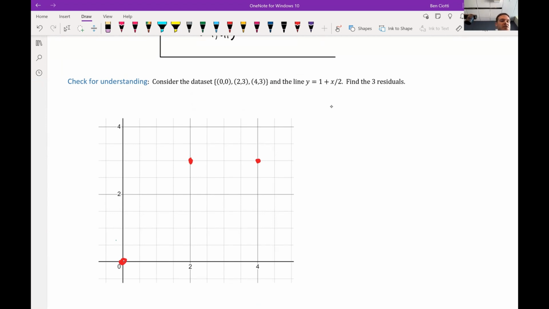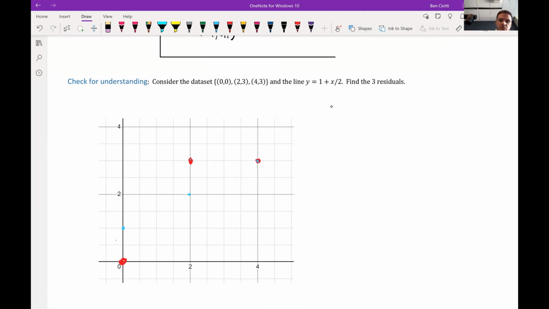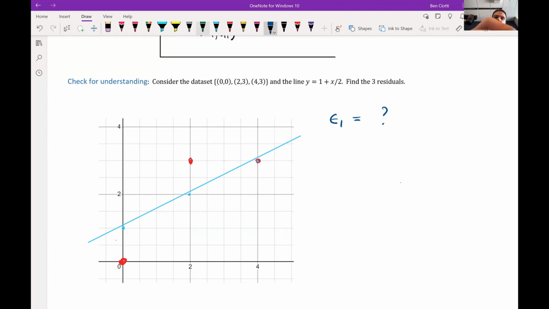Let's see. 1 plus x over 2 goes through the point 0, 1, and then it's going to go up 1 and over 2. Up 1 and over 2. All right. So can you all tell me what epsilon 1 would be, what epsilon 2 would be, and what epsilon 3 would be for this line?